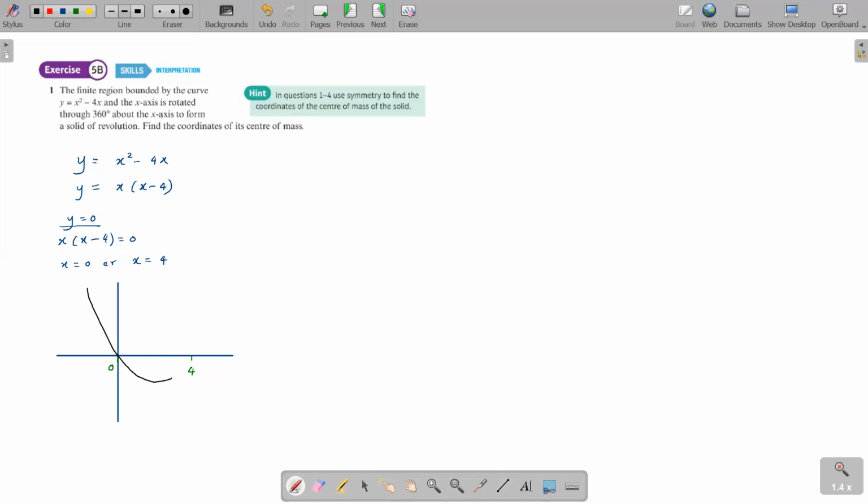These should be really simple stuff, right? These are things that you have done in P1. Now they are asking you to take the finite region bounded by the curve x squared minus 4x and the x-axis. So now, guys, what's the finite region? What do they mean by the finite region? The finite region is this one, right? Guys, can you see between the x-axis and the curve? This is the finite region. Do you agree?